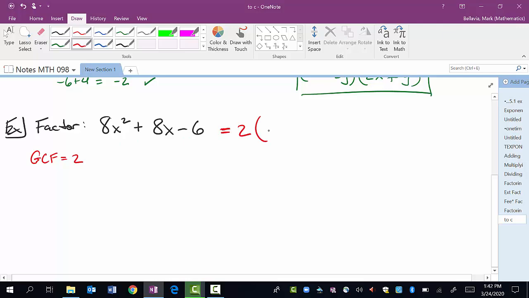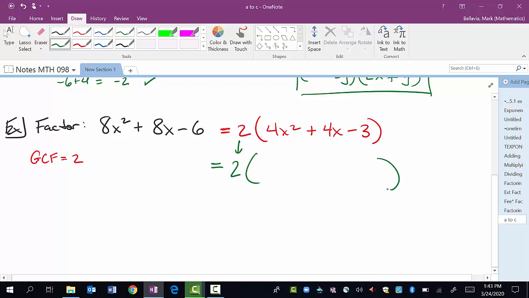So 8x squared divided by 2 gives me a 4x squared. 8x, factoring out 2 makes us plus. Make sure you keep the sign with it. So plus 4x, and negative 6, factoring out the 2 makes us negative 3. Now remember, when you take out a GCF, when you factor it out, it stays in front in the entire problem. If you don't take it out at the beginning, it'll be buried somewhere in here at the end. So we take out the GCF in front, it stays in front. And then within these parentheses that are after it, we do what we normally would do.